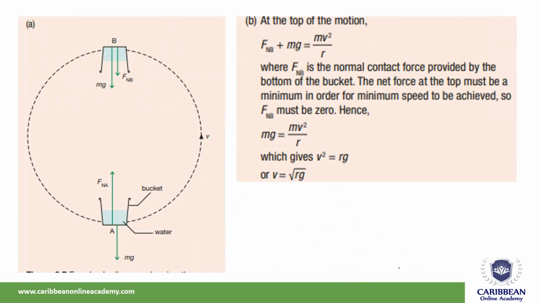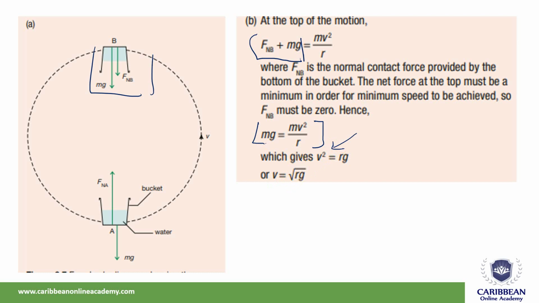All right? Let's talk a little bit more about the normal reaction force at this point. So at the top, we can clearly see that this is the net force acting on the system, where the normal reaction force is provided at the bottom of the bucket. The net force at the top must be minimal in order for minimum speed to be achieved. So the normal reaction force must be equal to zero. So the normal reaction force must be at minimum since we're trying to find the minimum speed of the entire system. So this gives us this equation. And then obviously we said that the speed of the system is given as such, right? So that's the minimum speed.